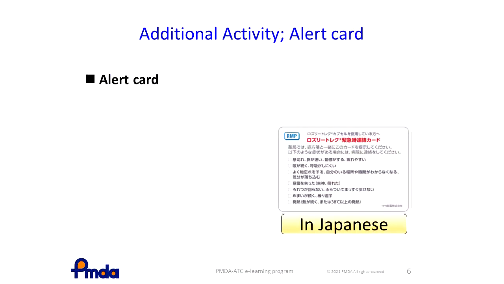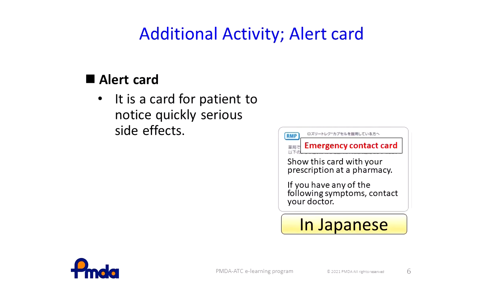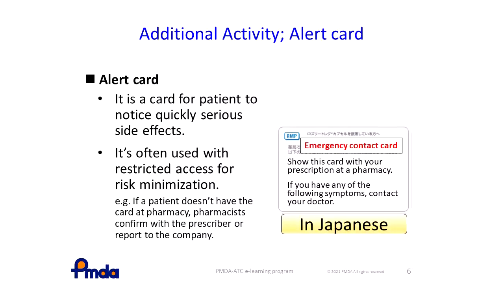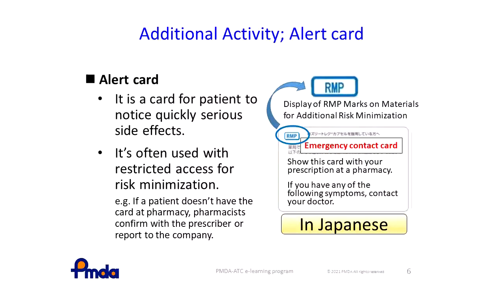Third example is alert card. The alert card shown here is for the patients to quickly notice if the symptoms of the ADR are realized. The card is also used for the purpose of restricted access at the pharmacy. For example, patients bring the card and show it at the pharmacy so that the pharmacists are able to confirm the qualified patients. If a patient does not have the card, pharmacists contact the prescriber or report to the company. The card has blue RMP mark in the upper left corner for easy recognition.